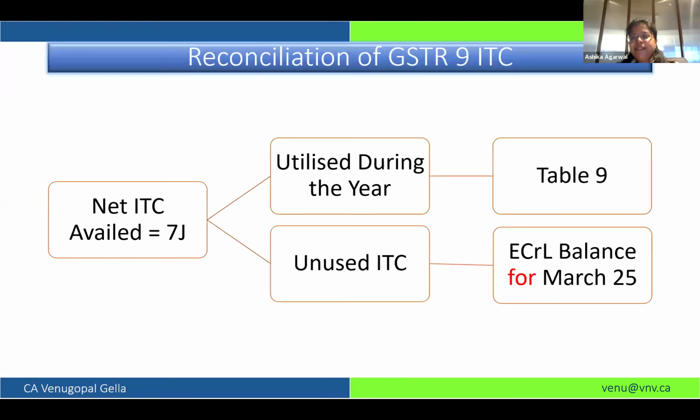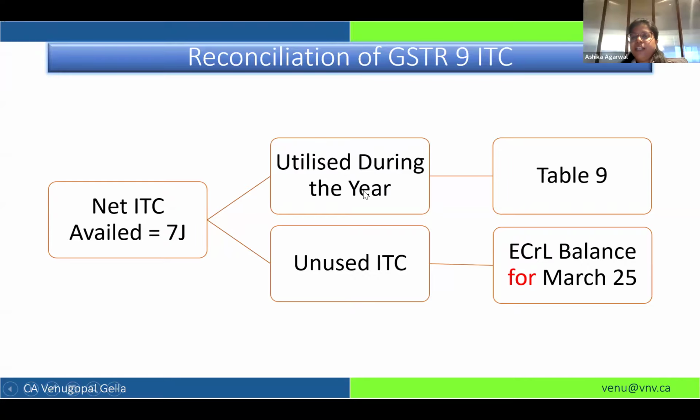Now this is the ITC validation check. Whatever ITC you get in 7J, which is basically table 6 ITC availed, table 7 minus reversal, is a net ITC. The net ITC which is available will be the ITC available for you for utilization during the period. So out of available, whatever you have utilized is going in table 9 of GSTR 9, which is tax payable versus tax paid.